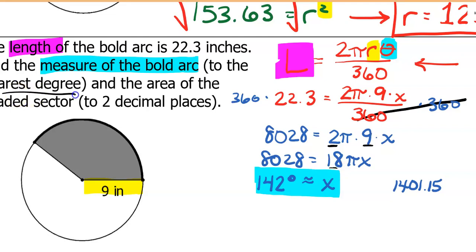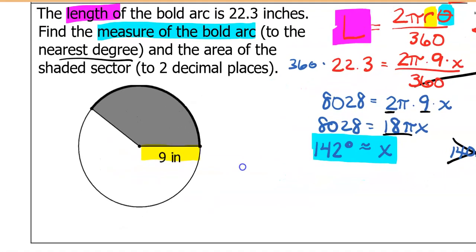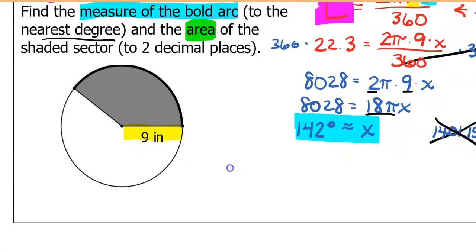Rounded to the nearest degree, the correct answer here is 142. If you got 1,401.15 degrees, first off, I hope you realize that is wrong because it's bigger than 360 degrees. But that, again, would be what you would get if you forgot to put parentheses around the 18 pi or somehow screwed that up. We've talked through how to avoid that. Go back and view that part of the video. But now that I have the measure of this bold arc, I'm ready to do the newer thing and find the area of the shaded sector.